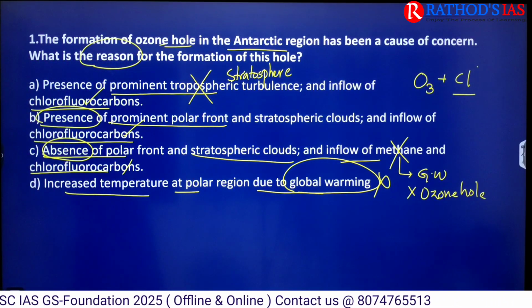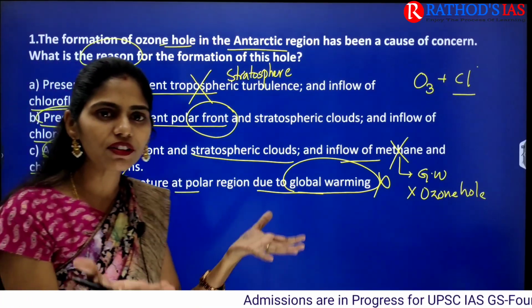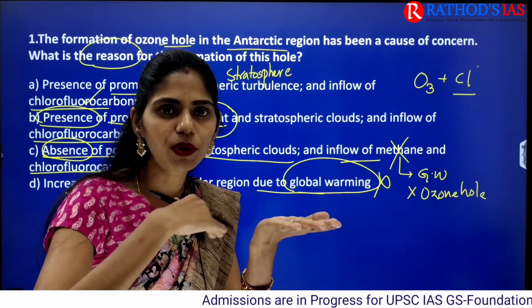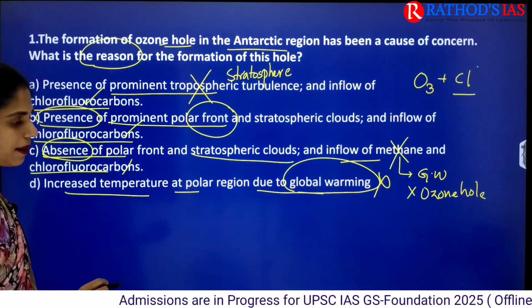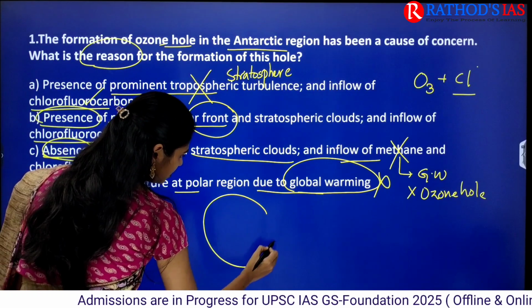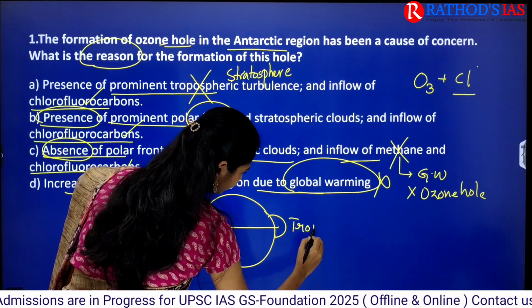I will explain this concept of what is a front. Whenever two different air masses meet, the boundary line is called a front. So how is this polar front happening? Here this region is called the tropical region.